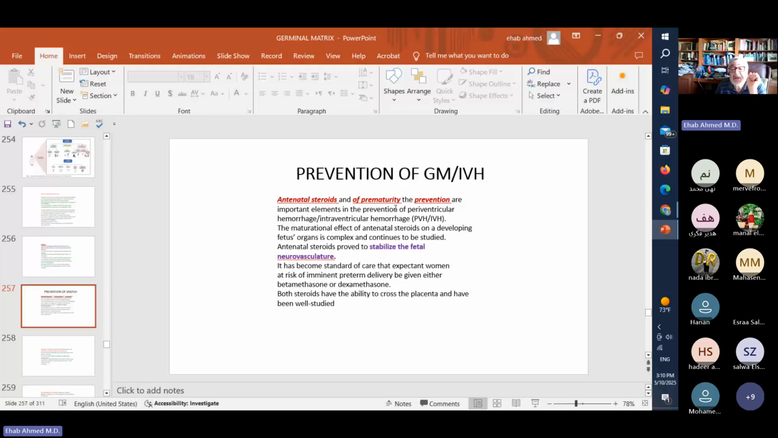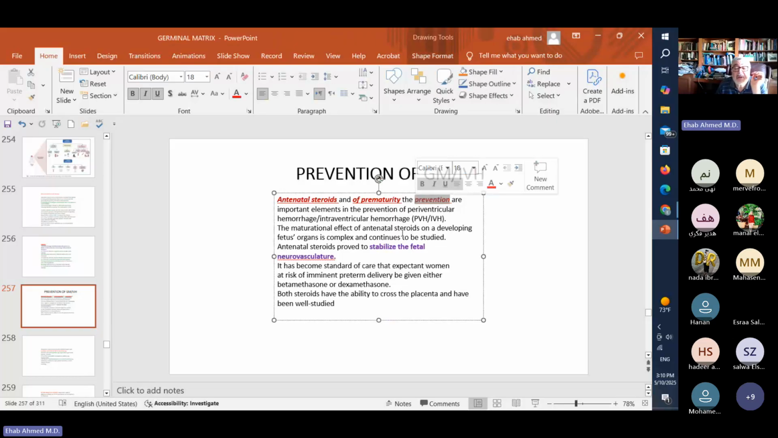So prevention of prematurity, okay? How do you prevent prematurity?